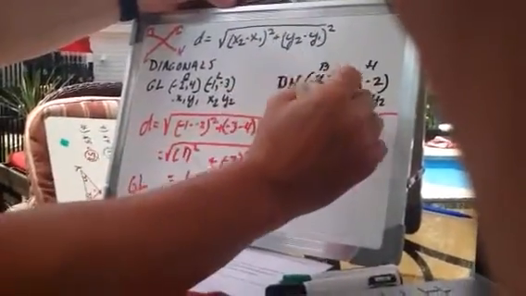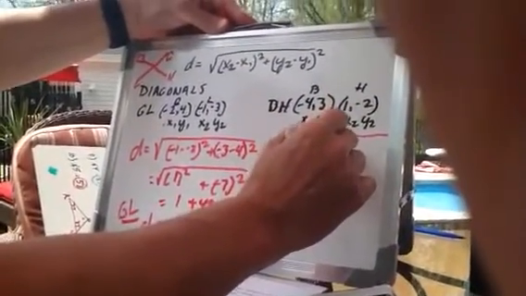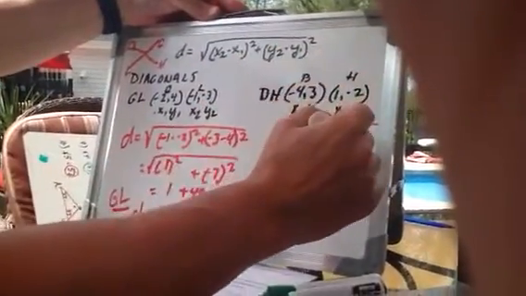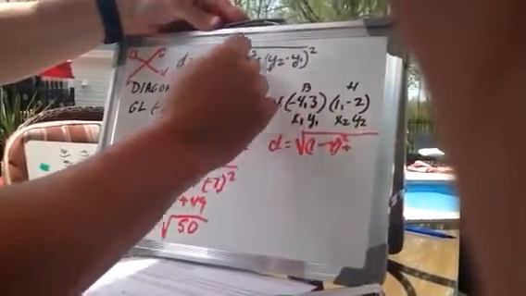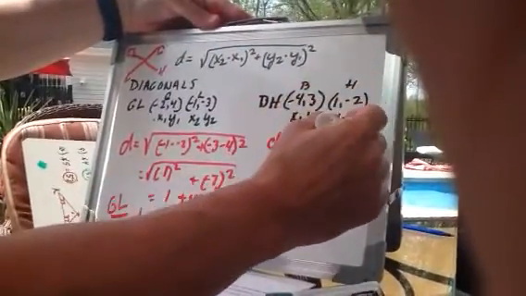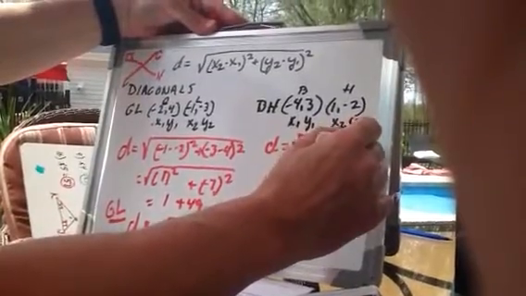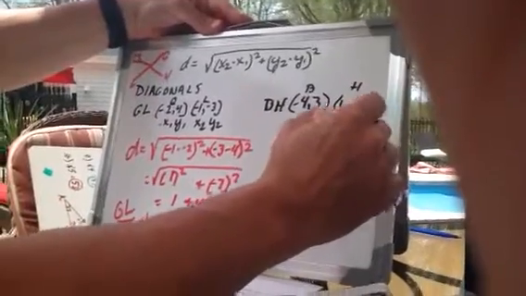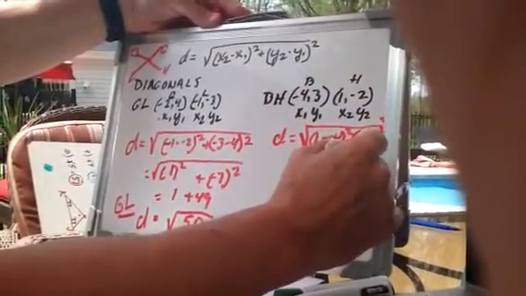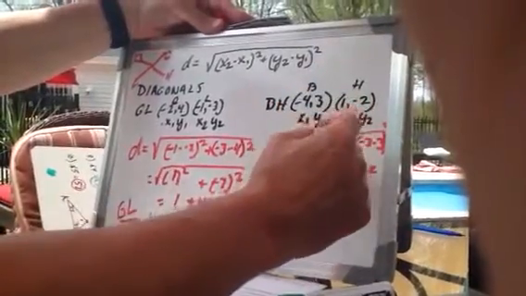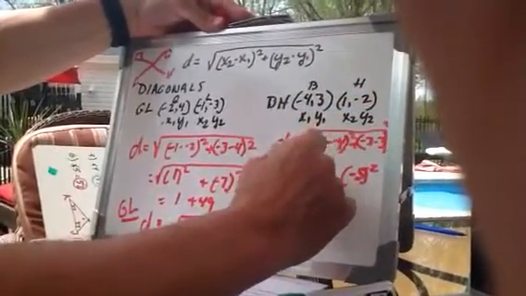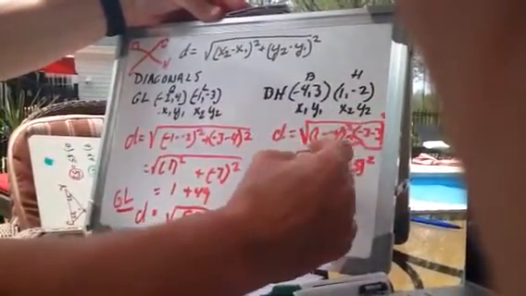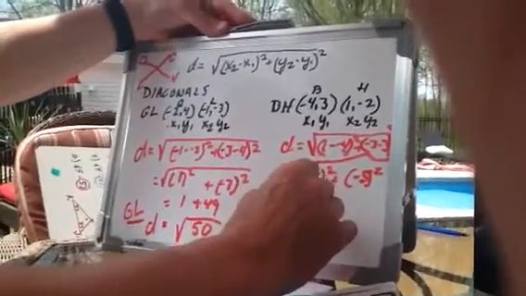Square root of x2, so 1 minus a -4 squared. Now, the big thing here is these plus and minus signs. Make sure you're just careful that we're subtracting those. And I'm looking at y2, so that's going to be -2 minus 3. So -2 minus 3 is -5 squared. Okay? 1 plus 4 is 5 squared. I tried to write that as quick as I can so you guys could see that. 5 times 5 is 25.